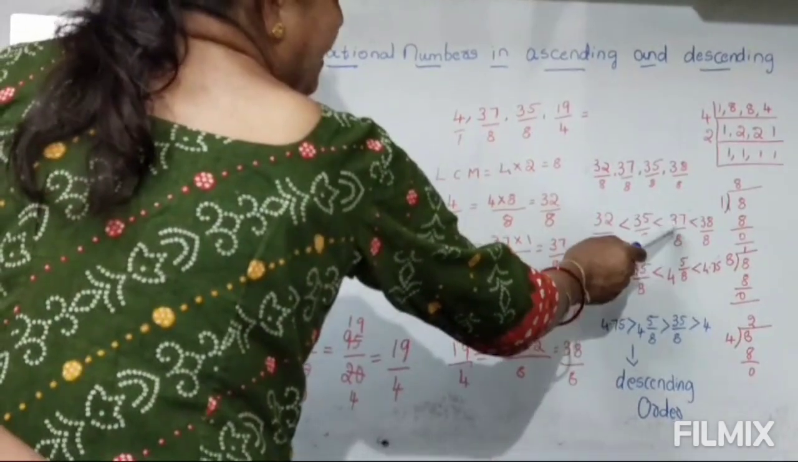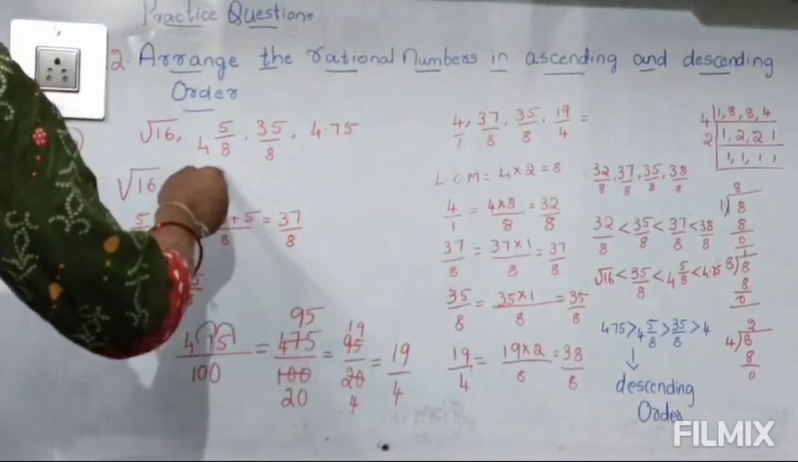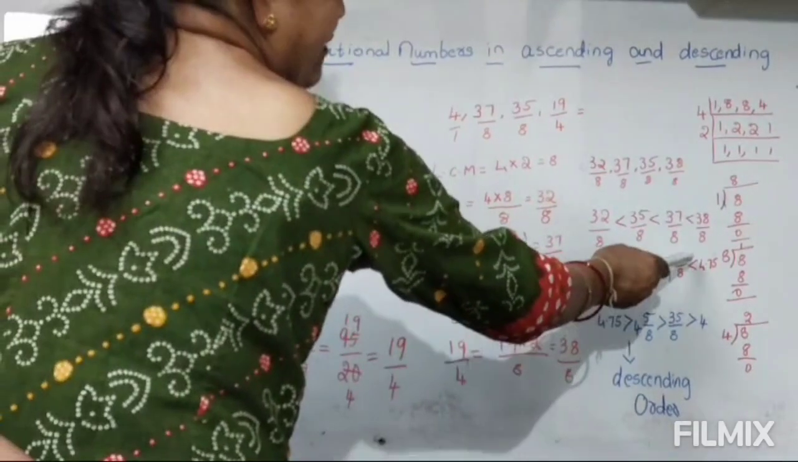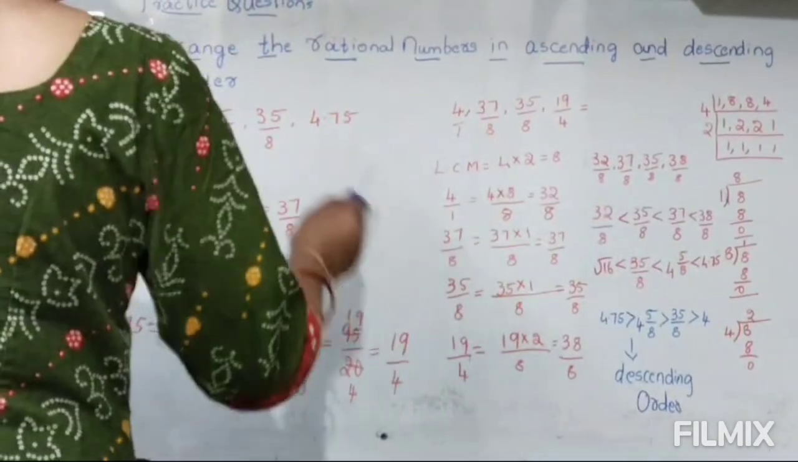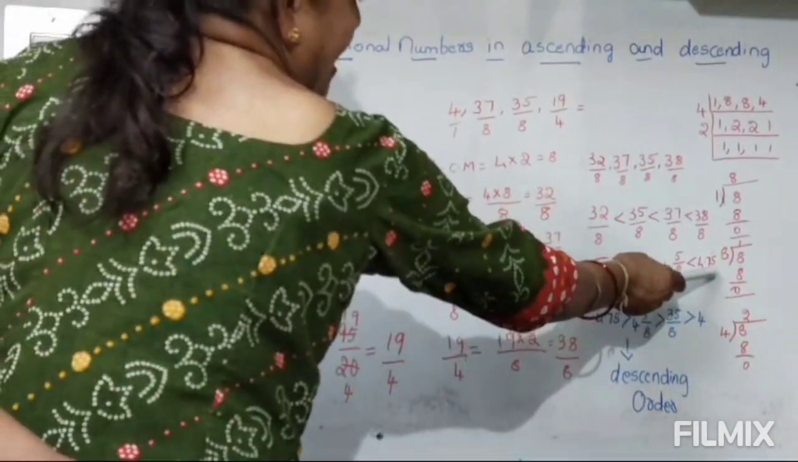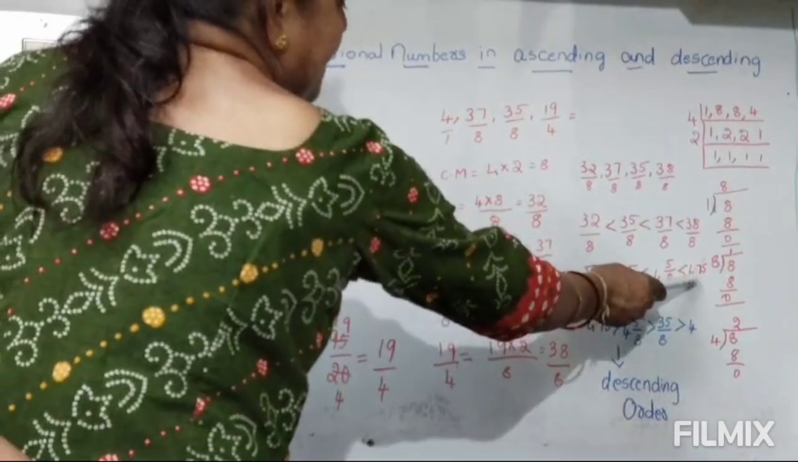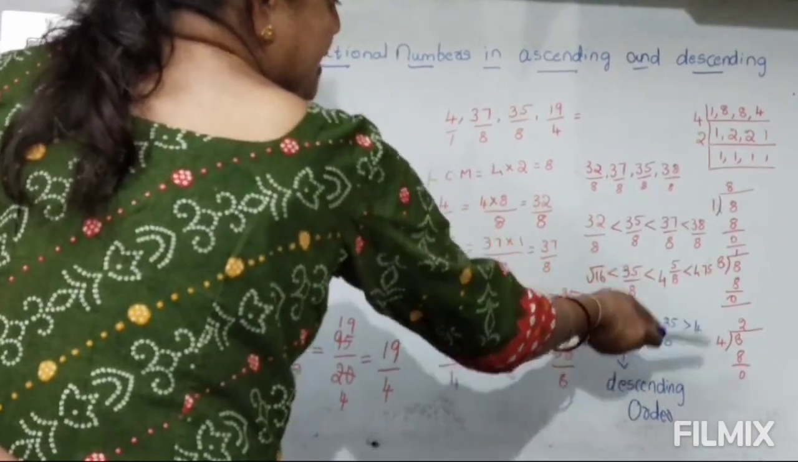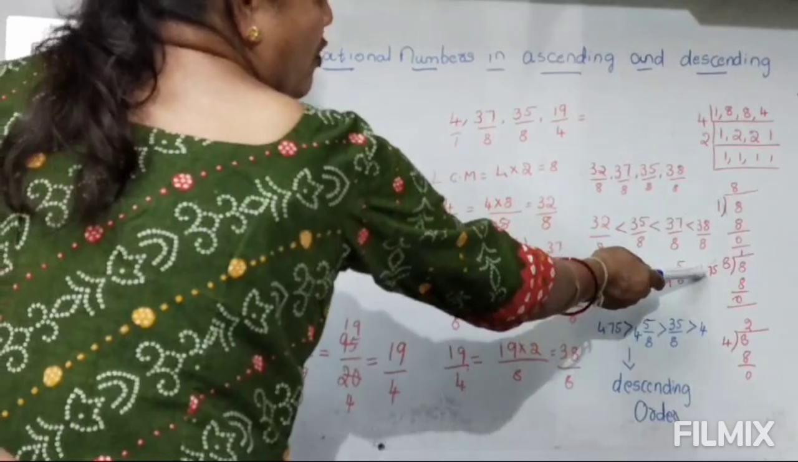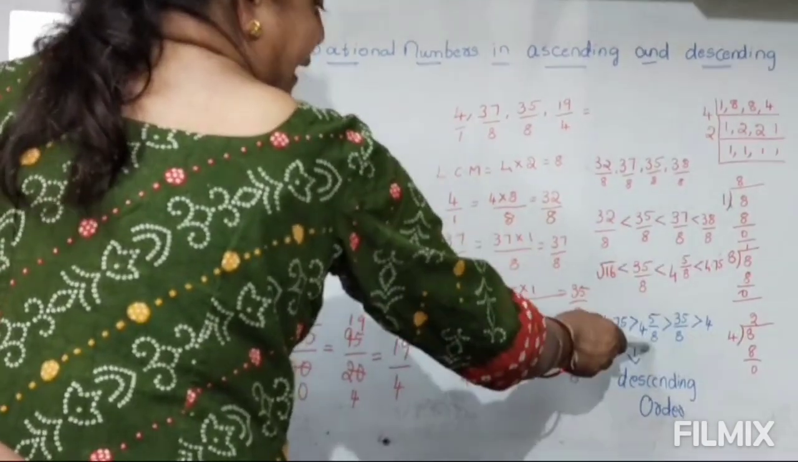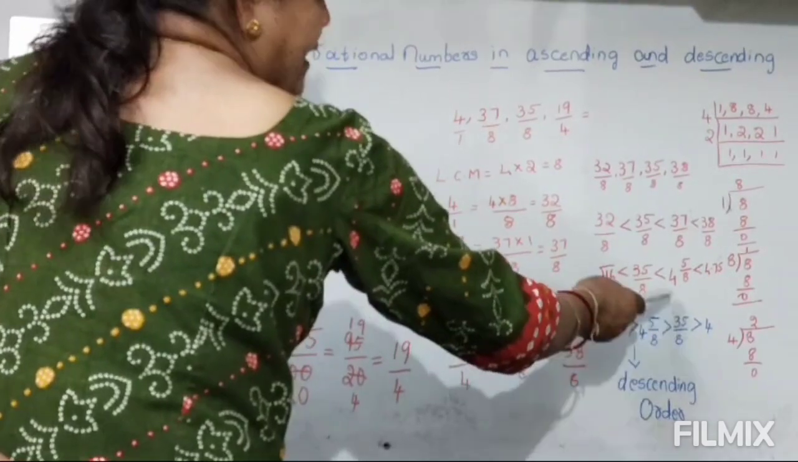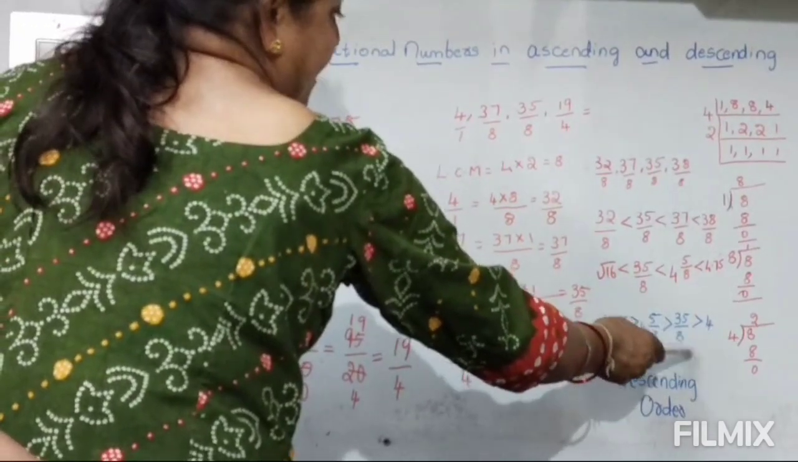What is that 37 by 8? It is nothing but 4 5 by 8. That's why I have written 4 5 by 8 here. What is that 38 by 8? It is nothing but 4.75. I have written it like this. This is in the ascending order. The opposite to this is descending order. I have written here, see, 4.75 is greater than 4 5 by 8, which is greater than 35 by 8, which is greater than root 16.